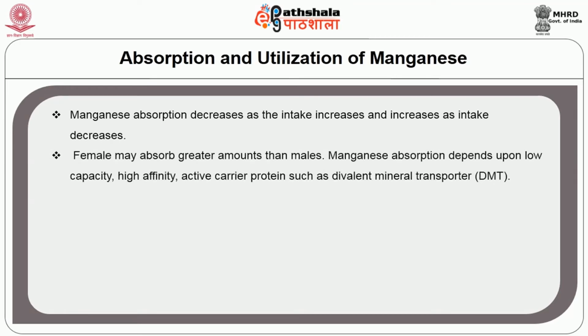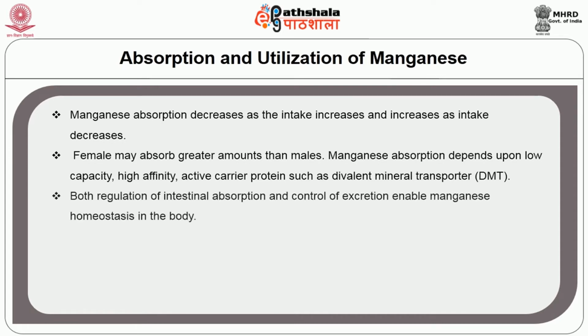Females may absorb greater amounts than males. Manganese absorption depends upon a low capacity, high affinity active carrier protein such as the divalent mineral transporter. Both regulation of intestinal absorption and control of excretion enable manganese homeostasis in the body.